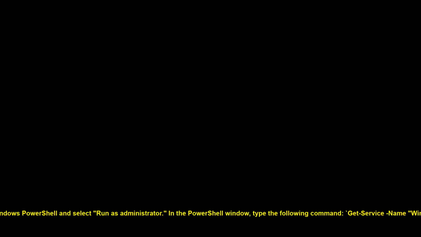To verify Windows Sandbox startup using PowerShell, begin by opening the Start menu. Type PowerShell in the search bar. Right-click on Windows PowerShell and select Run as Administrator. In the PowerShell window, type the following command, Get-Service. Press Enter to execute the command.